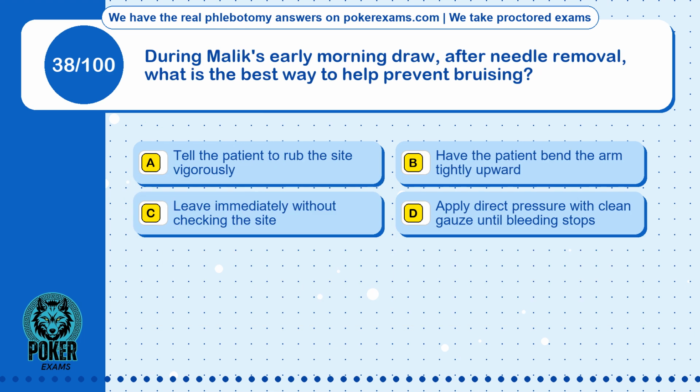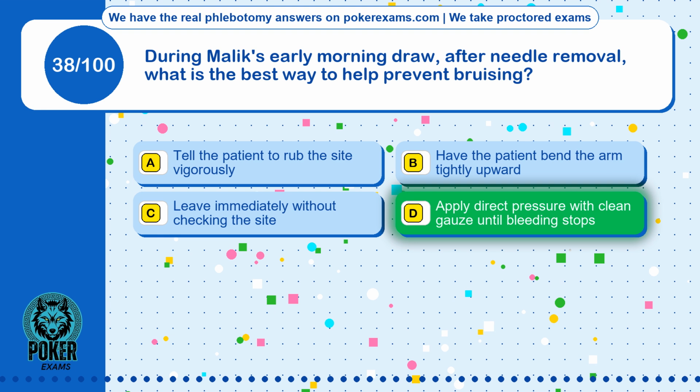Question 38. During Malik's early morning draw, after needle removal, what is the best way to help prevent bruising? Option A. Tell the patient to rub the site vigorously. Option B. Have the patient bend the arm tightly upward. Option C. Leave immediately without checking the site. Option D. Apply direct pressure with clean gauze until bleeding stops.